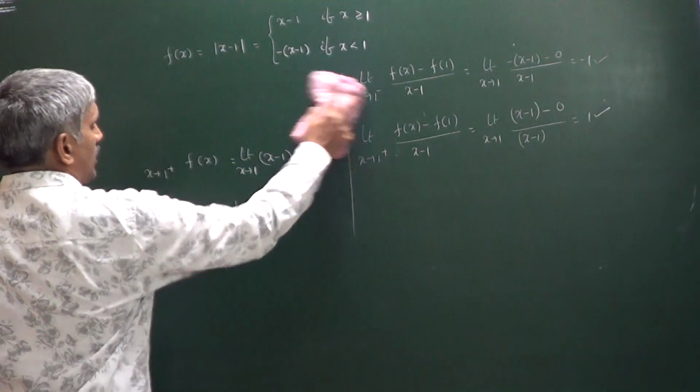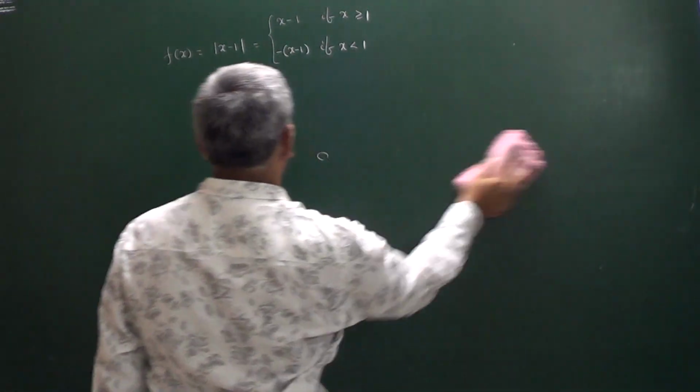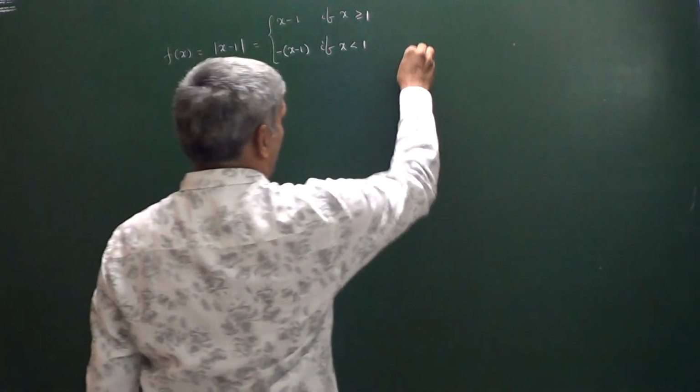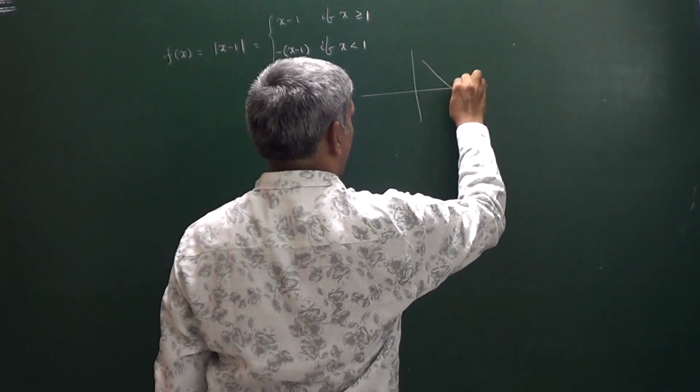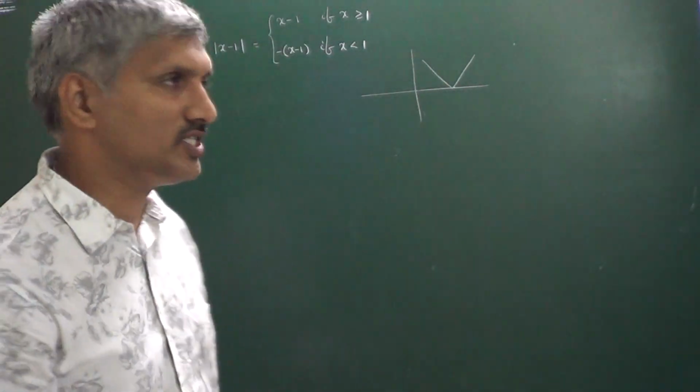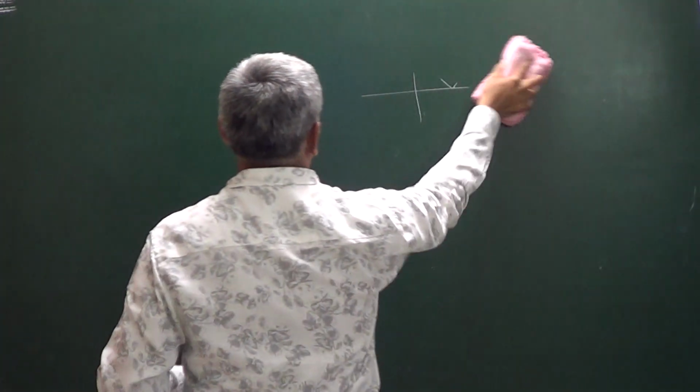Okay. So directly we can write, because you know how to draw the graph. You know the graph of mod x minus 1. The mod x minus 1 graph is this one. At x equals 1, there is a sharp edge. So that's why at x equals 1, the function is not differentiable. Just observe, another question we are discussing here.